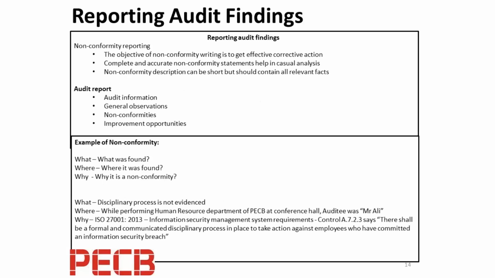Continuing with reporting audit findings, the objective of non-conformity writing is to get effective corrective actions. The purpose of a non-conformity is not to tell them that they're not doing it, but to explain how to close that gap, so that the fulfillments are done as per the requirement. Complete and accurate non-conformity statements help in causal analysis. What is the cause? What is the root cause? A non-conformity description can be short, but should contain all the relevant facts.